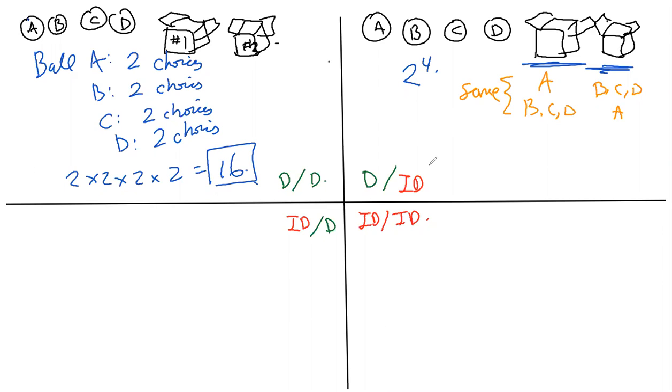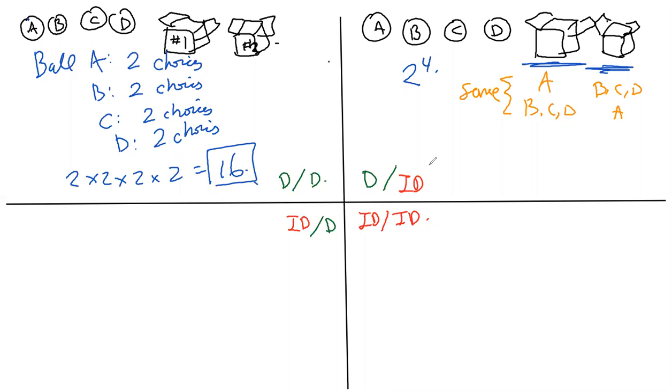Because before it was A is in box 1 and B, C, and D are in box 2, which would have been different from A is in box 2 and B, C, D is in box 1. In this question, it's A is in a box by itself and B, C, D are together in the other box. And by flipping the order, it's still the same thing, where you still have A in its own box and B, C, D in the other box.